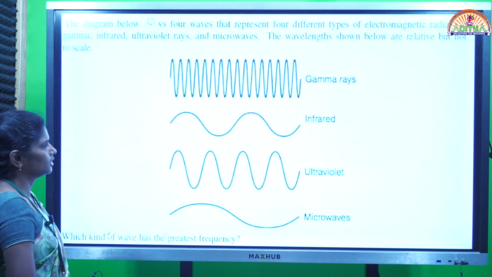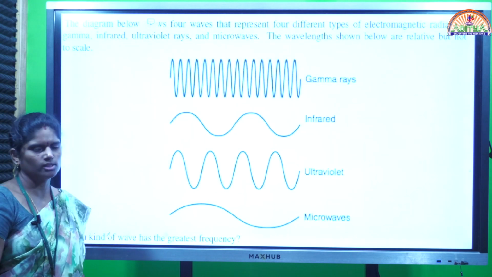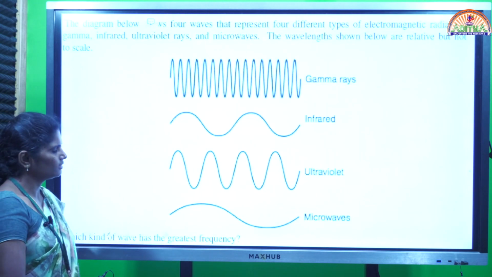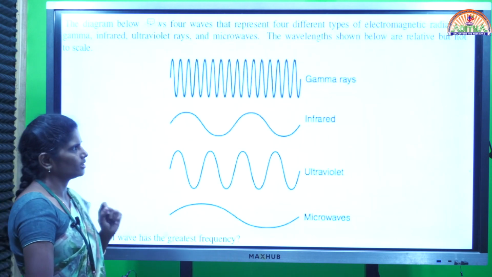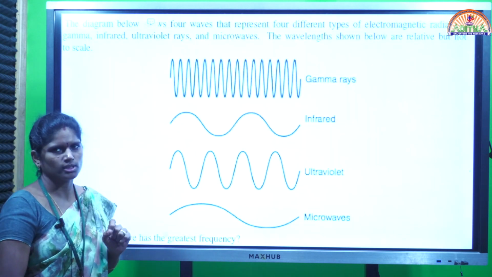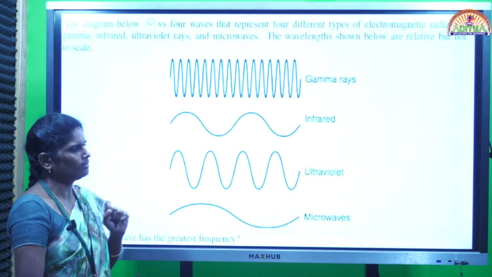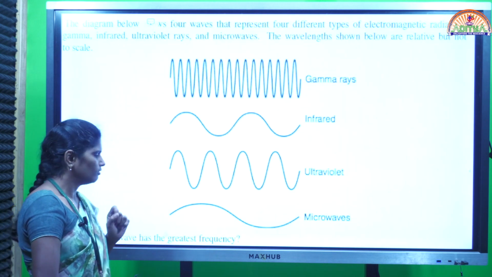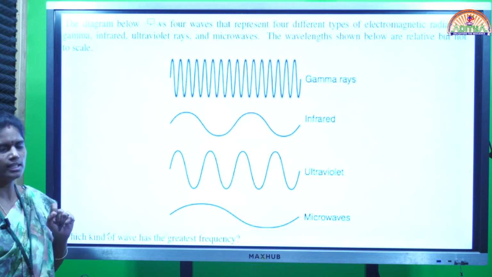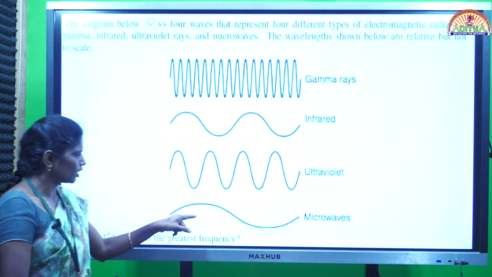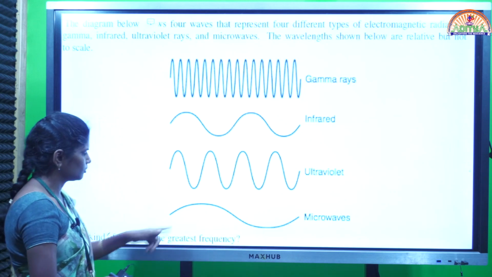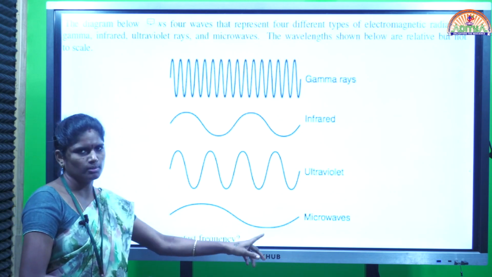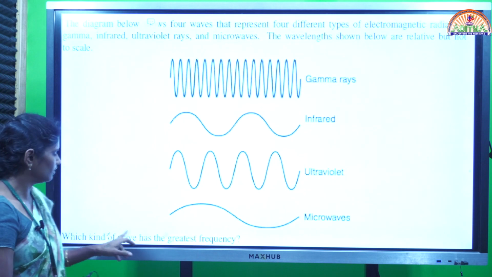And here also you can see different radiations with their respective wavelengths, which also correspond to their energies. Gamma rays, which have the shortest wavelength, are known to have the highest frequency, which is responsible for their high energy. And microwaves have the longest wavelength, where the distance between one trough and the other trough is more, which is indicative of less energy and less frequency.